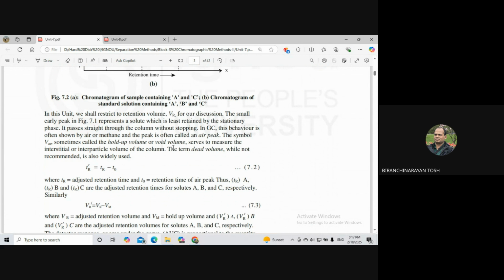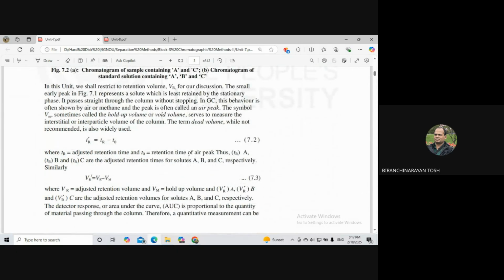So in GC, this behavior is often shown by air or methane, and the peak is often called the air peak. The symbol VM, sometimes called the hold-up volume or void volume, serves to measure the interstitial or interparticle volume of the column. The term dead volume, while not recommended, is also widely used. So TR prime equals TR minus T naught, where TR prime is the adjusted retention time and T naught is the retention time for the air peak.